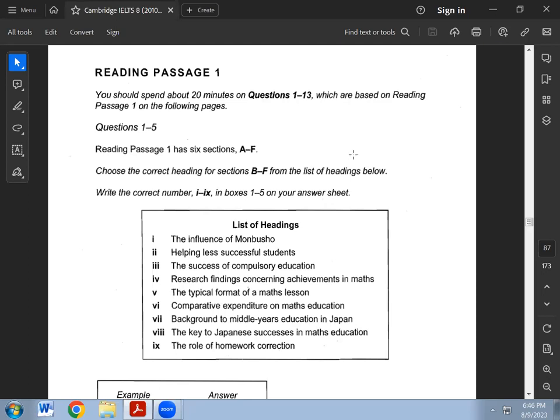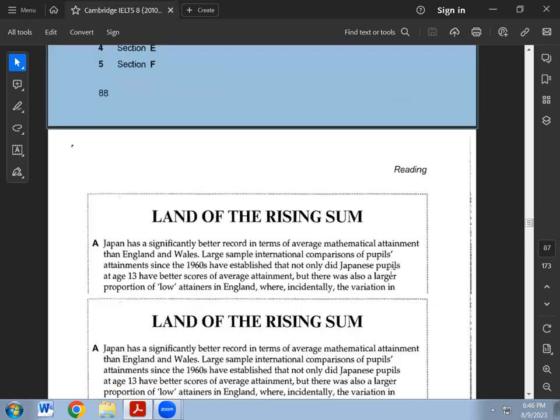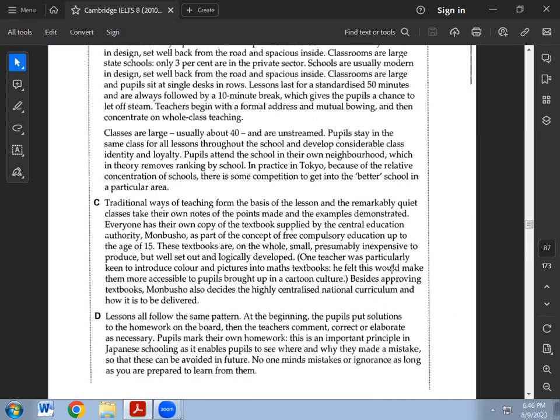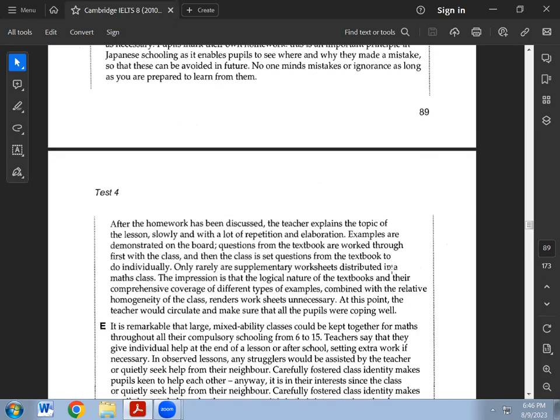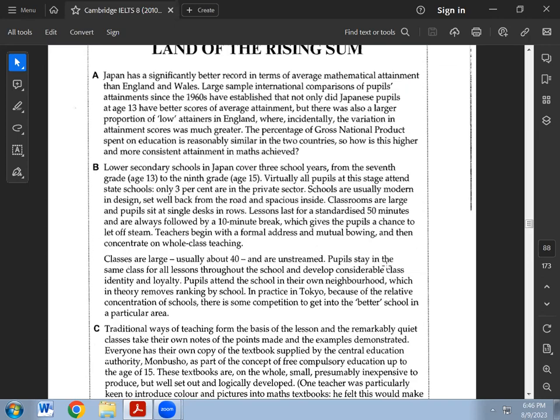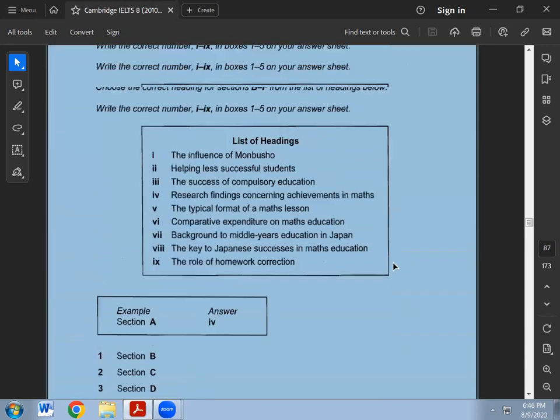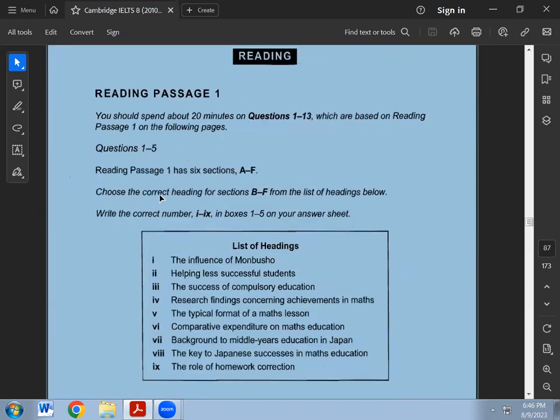So guys, here is a passage that I have selected from one of the Cambridge books. So this is the list of the headings that is given, and on the next page you have the passage labeled as A, B, C, D, E and F. So what is the task? The question is, they said choose the correct heading.